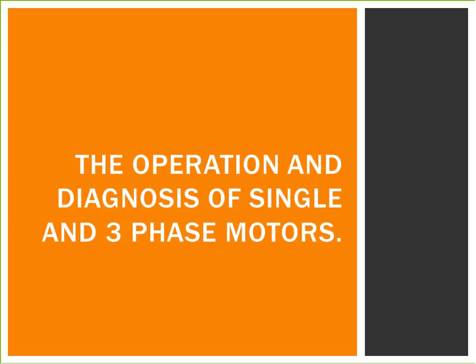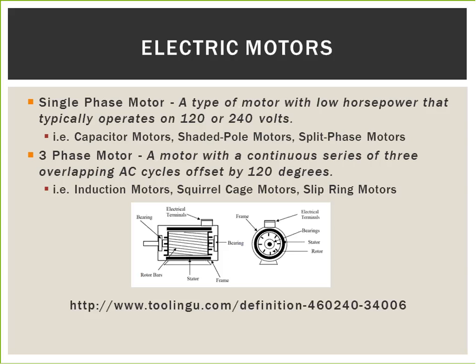In this section, we will review the operation and diagnosis of single and three-phase motors. Single-phase motors are a type of motor with low horsepower that typically operates on 120 or 240 volts of power. Three-phase motors are motors with a continuous series of 3 overlapping AC cycles offset by 120 degrees. For more information regarding definitions and the various types of motors, please visit the link shown on the screen.